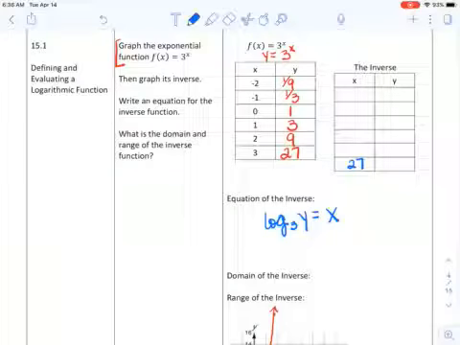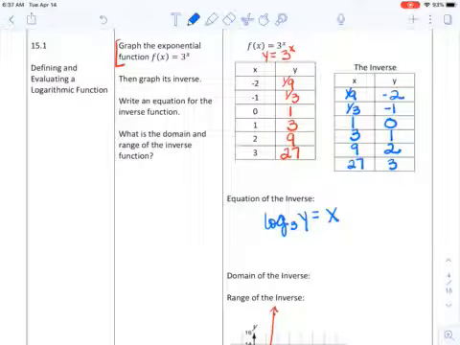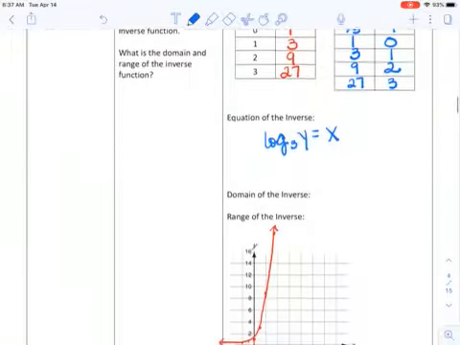So that's going to be (27, 3), (9, 2), (3, 1), (1, 0), (1/3, -1), (1/9, -2). Okay, and then I am going to go down and graph that.